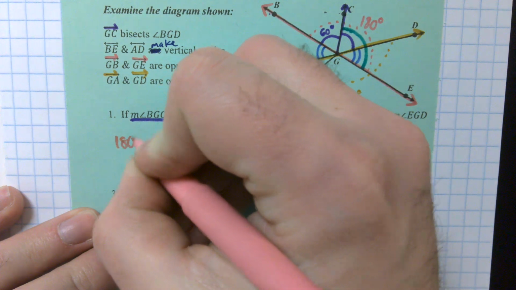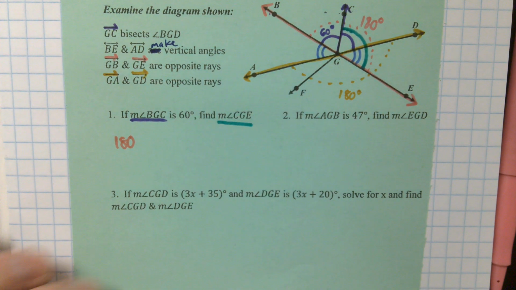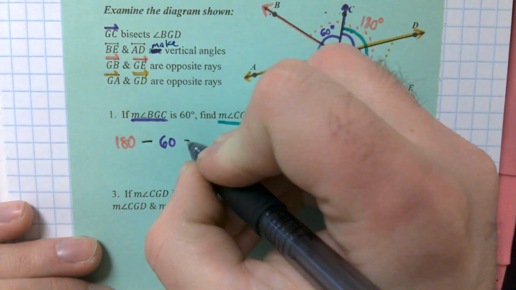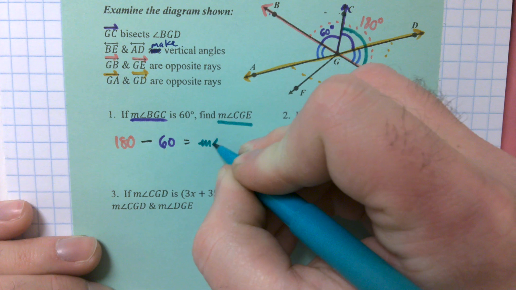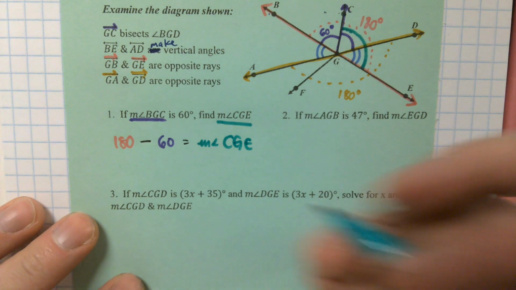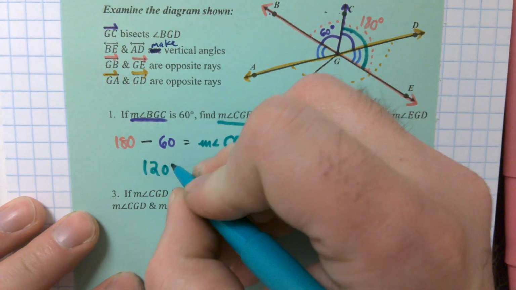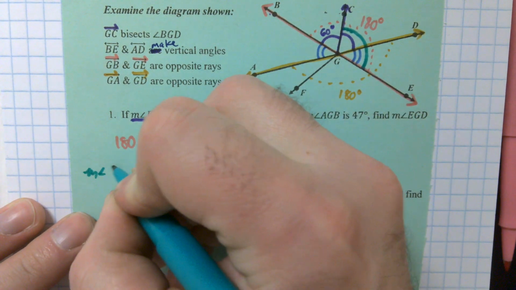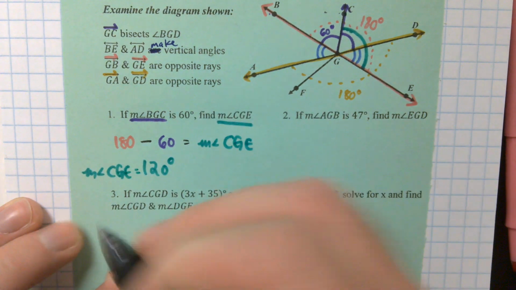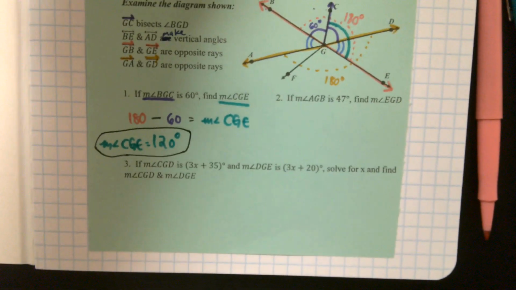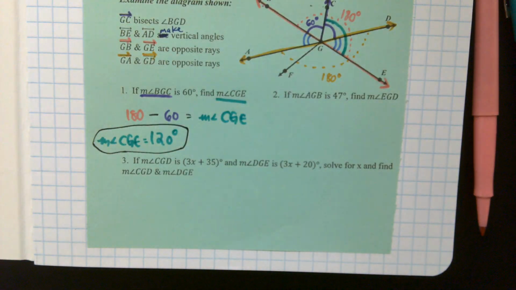So if I could set this up, 180 minus 60 is going to equal the measure of angle CGE. So what is my measure of angle CGE, Alex? 120. 120 what? Degrees. Not too bad, right? Yeah?